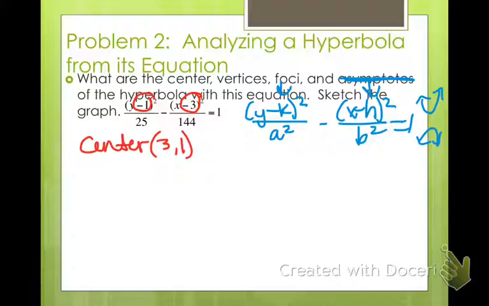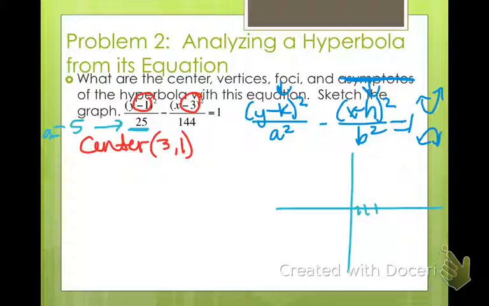Now to find your vertices, you look at your value of a. In a hyperbola, a is always the first one. This is a squared, so a is 5. That means our value from center to a vertex is 5 units. So let me just do this really quick. (3, 1). Okay, if we know that this is a vertical hyperbola, that means we're going to go up and down from the center. So 1, 2, 3, 4, 5. So there's one vertex. What is this point? 5 units up. That's (3, 6).